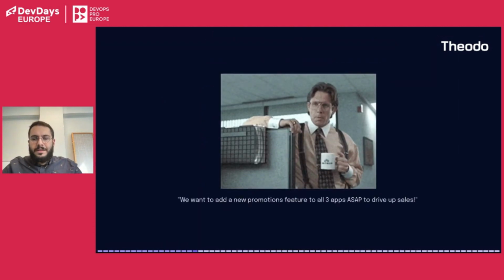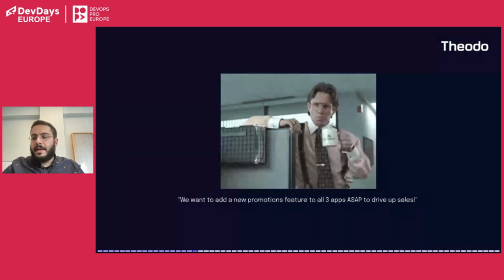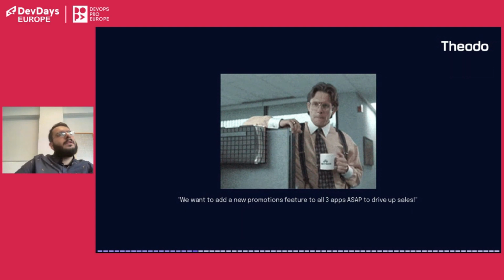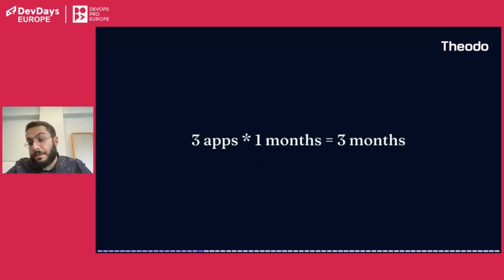Until your manager comes to you at some point and says, we want this new feature to show promotions, and we want it to be across all 3 of our apps. And we need this as soon as possible because we need to drive up sales as quickly as we can to weather out this recession. So you're sitting there and you're estimating and you're thinking to yourself, how long is this going to take me? Well, you've got 3 apps to manage, each of them probably a month, 3 months.